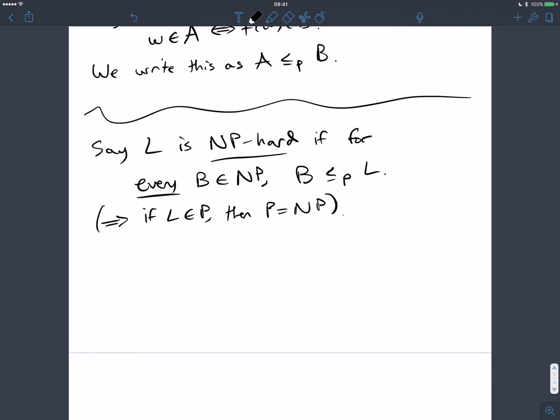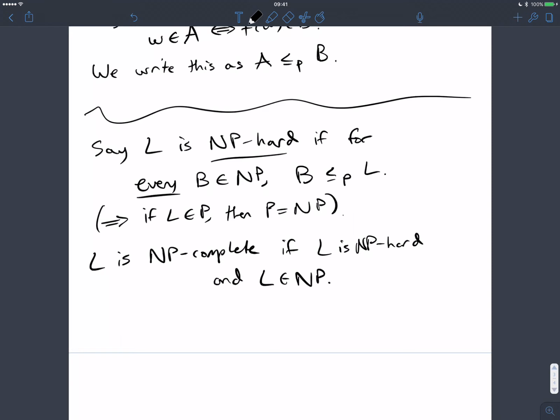But we're not quite done. We say that L is NP complete if L is NP hard and L is also in NP. So this notion of complete means that you're a really tough problem for that particular class of languages, in this case NP, and you're also belonging to that class.